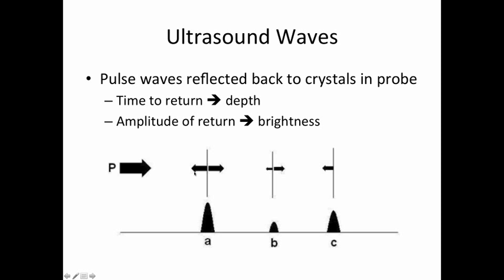Based on the time that it takes for these waves to return to the ultrasound probe, the image is then processed to reflect the depth of the tissue away from the probe. And then based on the amplitude of the waves that are returned back, that is then translated into brightness. And so then you can get this sort of 2D view of what the structures look like, both in terms of depth as well as differences in brightness to help you differentiate tissue planes.